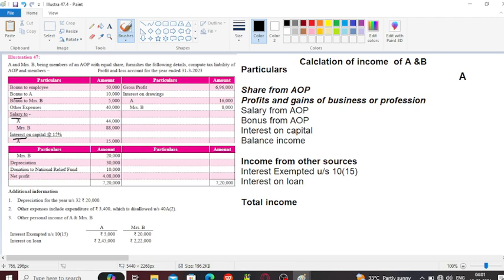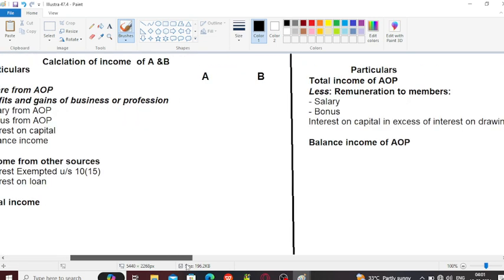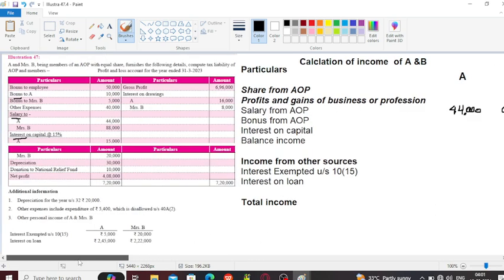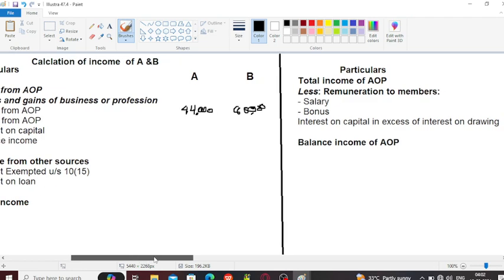This is salary for Mr. A and Mrs. B. Salary for Mr. A is 44,000 and for Mrs. B is 88,000. And next, let me write the bonus. Bonus to A is 10,000. Bonus to Mrs. B is 5,000.